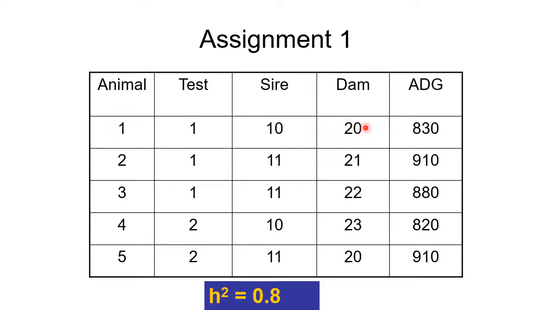Dam 20 is a dam of animal 1, 21 animal 2, 22 animal 3, 23 animal 4, and then you will see that dam 20 has two bull calves, one in test 1 and one in test 2. These would be the average daily gain. This is in gram, so your breeding values will be in gram. The first animal grew at a rate of 830 grams per day, second one 910, and so forth. So these will be your right hand sides. And as I've said, the heritability estimate for this specific trait is 0.8 or 80%.